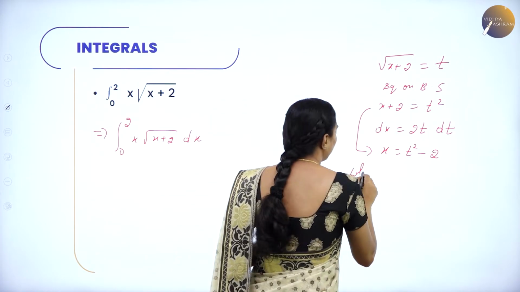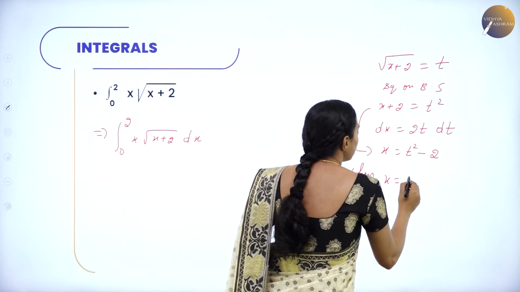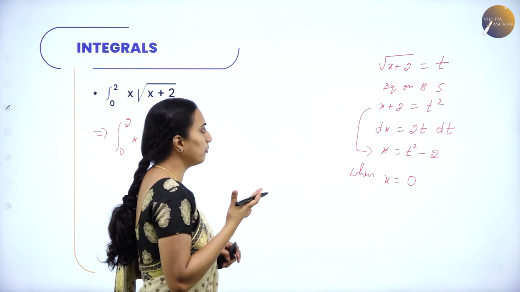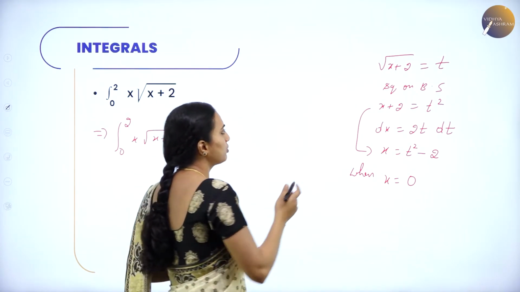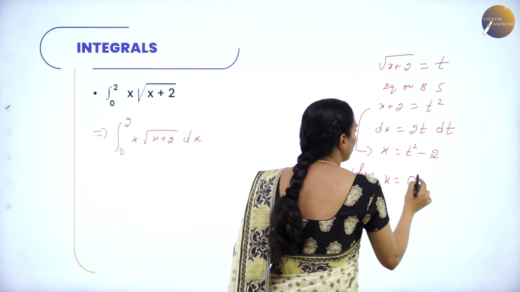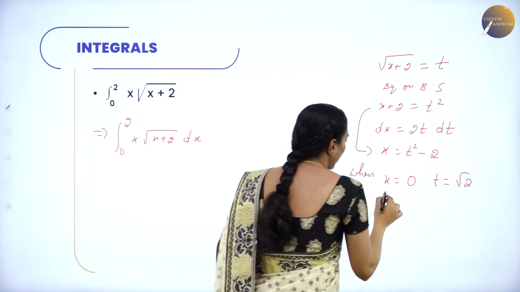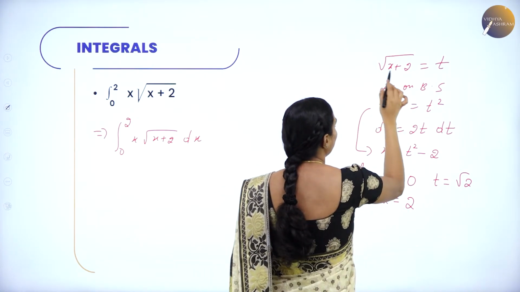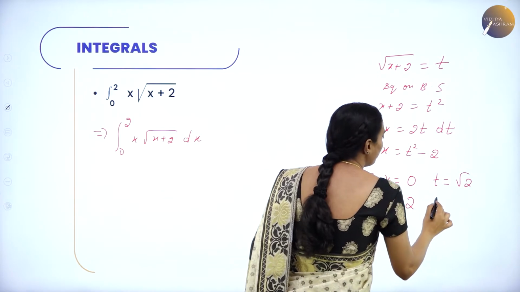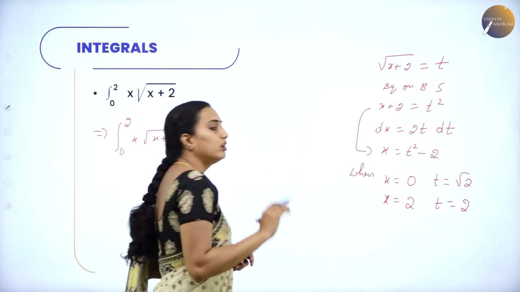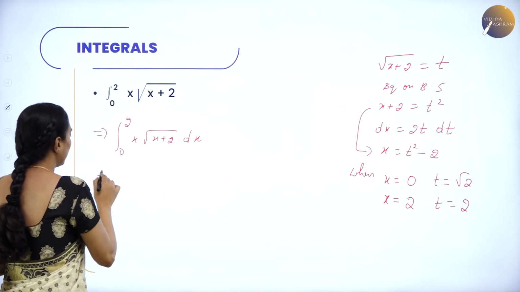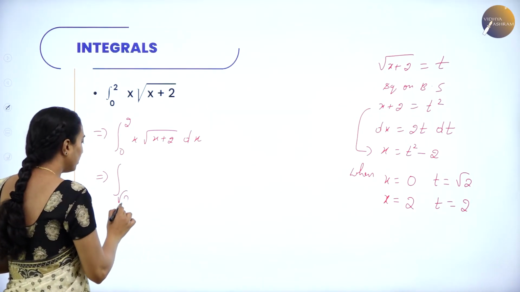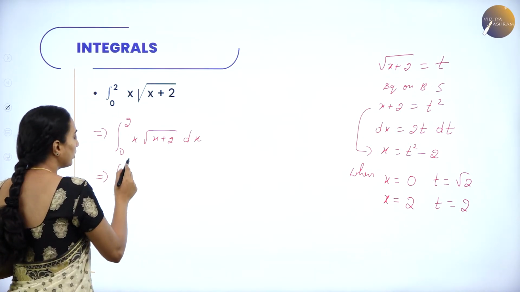Lower limit: when x is equal to 0, what will be t? t is nothing but the square root of x plus 2 here. So 0 plus 2 is nothing but root 2, right? When x is equal to 2, you have 2 plus 2, which is 4. So root 4 is nothing but t is equal to 2 only. Now you can do the substitution, which implies that the integral, in place of x equal to 0, t is equal to root 2, in place of x equal to 2, t is equal to 2 only.